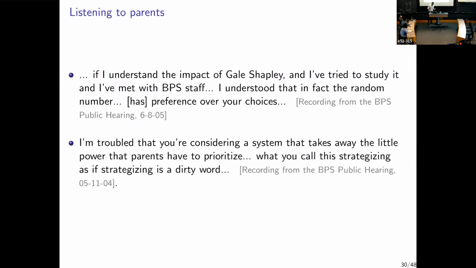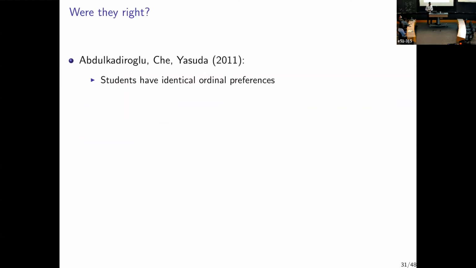Another parent said, I'm troubled that you're considering a system that takes away the little power that parents have to prioritize. What you call strategizing is a dirty word, okay? I mean, it's hard to put this in the context of an economic model, but we can try. And there's a very nice paper by Abdulkadiroglu, Che, and Yasuda that says, okay, let's try to build a case where parents are right. There were parents saying, oh yeah, Gale-Shapley is great, like everything, right? People pro and con.